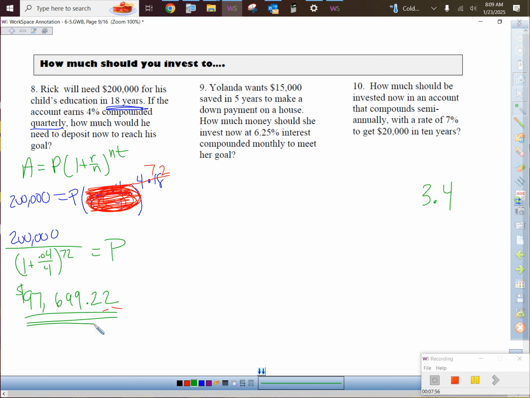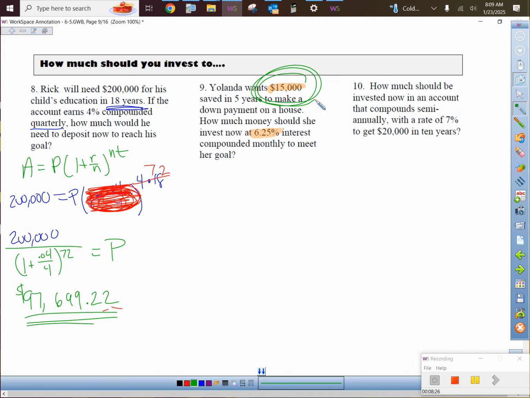So, boom, that was a long-winded one for a pretty short day. Let's make it a little faster. Yolanda wants to have 15 grand saved in 5 years to make a down payment on a house. How much money should she invest now at this much interest? That's good interest, right? That's way more than 5. To compound monthly to meet her goal.